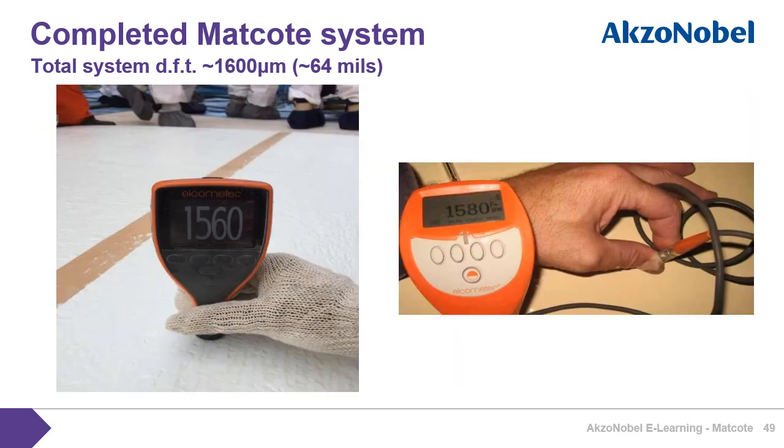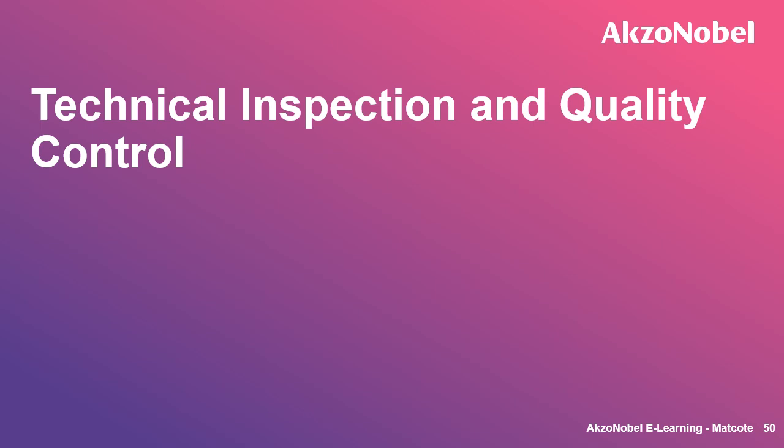The importance of the quality control person in the application team should not be underestimated. Checking wet film thickness readings as the application process is underway can ensure that any remediation can be done immediately and easily. Any remediation post-cure is a much harder process. However, taking DFT readings is a good way of ensuring that the full system is applied correctly. We've now covered off the main areas of the application, so we'll take a look at some of the technical inspection and quality control procedures that should be in place.